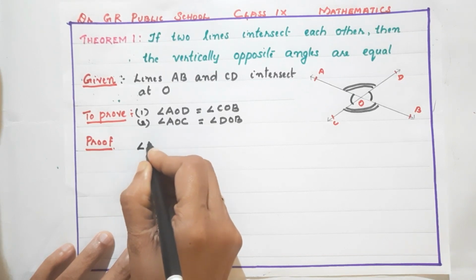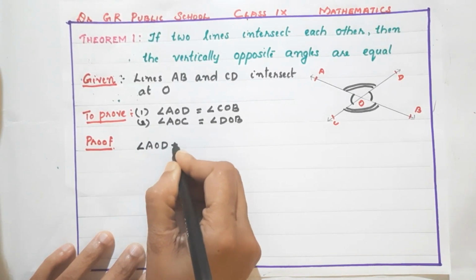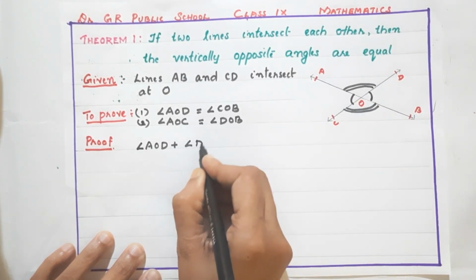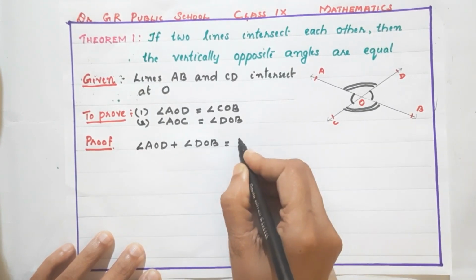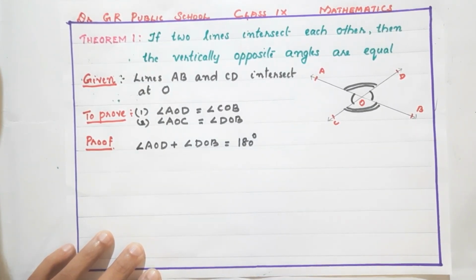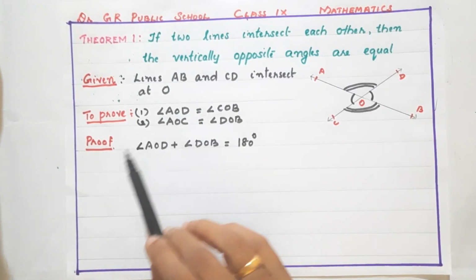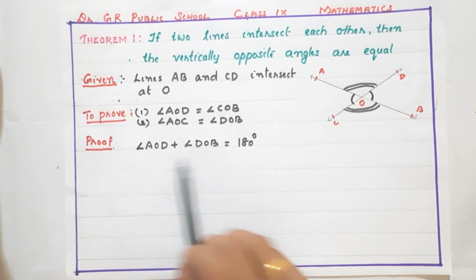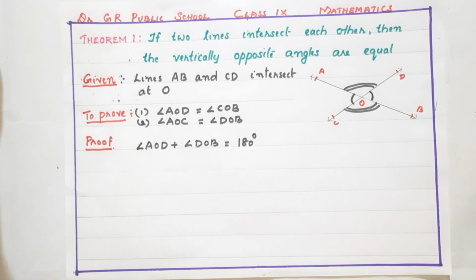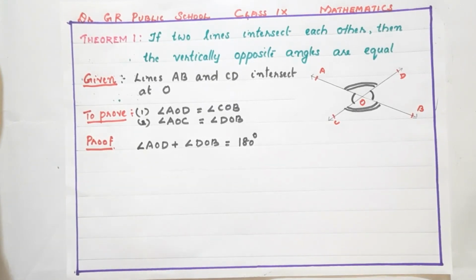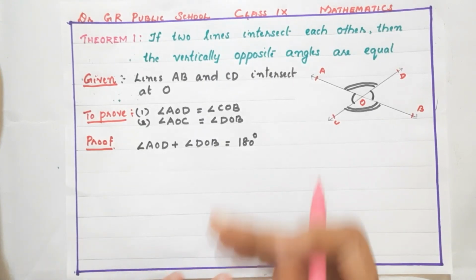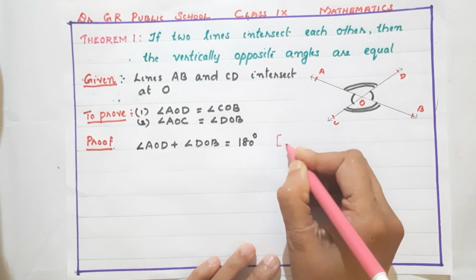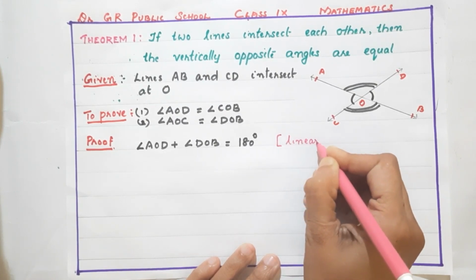Angle AOD plus angle DOB equal to 180 degrees. So while writing the steps for proof, we have to mention how we got that step. We have to write the reason also. So by using which property can we write this? By using the linear pair axiom, isn't it? So we will write the reason, linear pair.